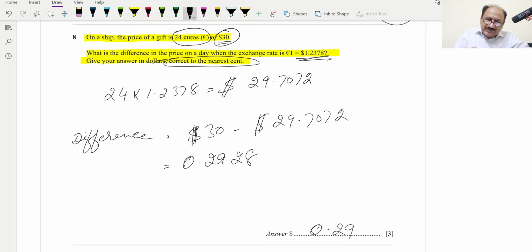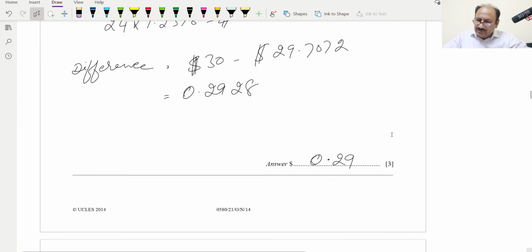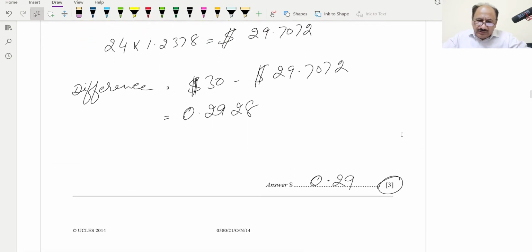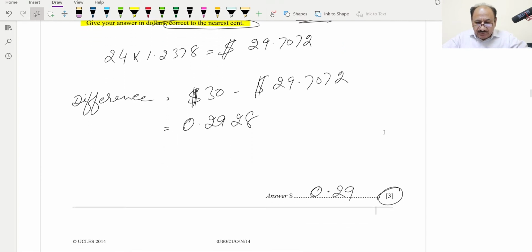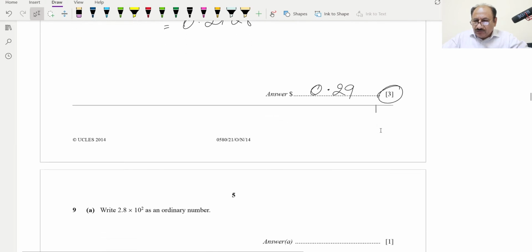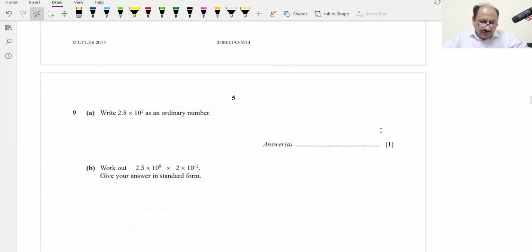They are saying correct to the nearest cent, so 0.29 will be the answer. This is a 3-mark question. In this question basically we have to convert the euros into dollars to compare, and after comparing we are just writing the answer, that's all.